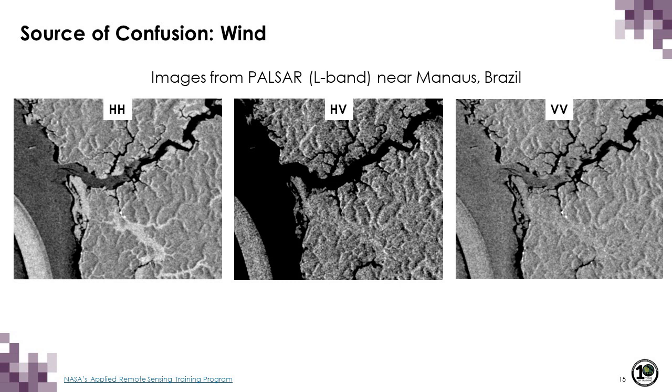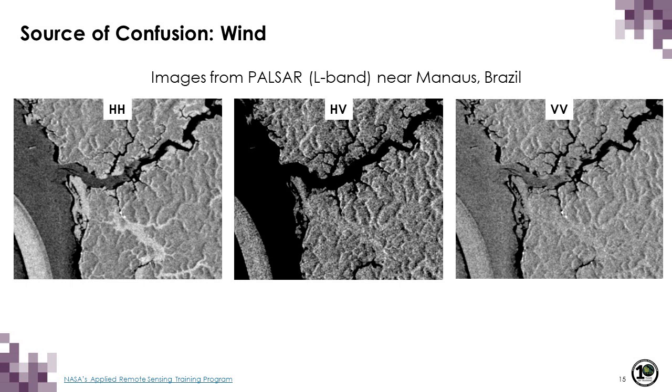The following examples indicate sources of confusion. So for example, when detecting open water, sometimes it might not be as straightforward because wind can cause ripples on the surface of the water, and backscatter might not be as dark as expected. So what you're seeing here is a PALSAR image over an area where you can see roughness on the surface of the water of the main channel. And this roughness is likely caused by windy conditions.